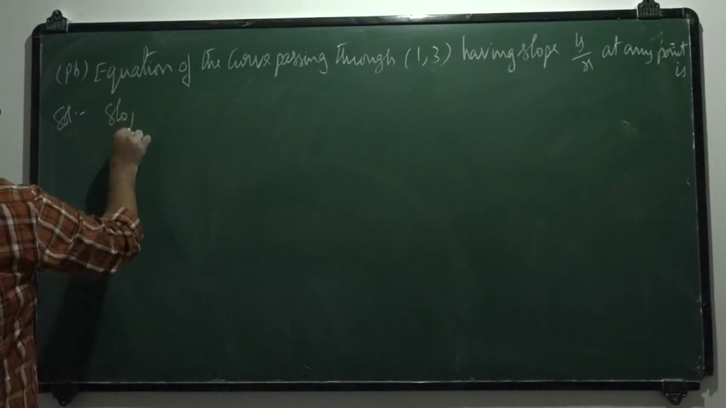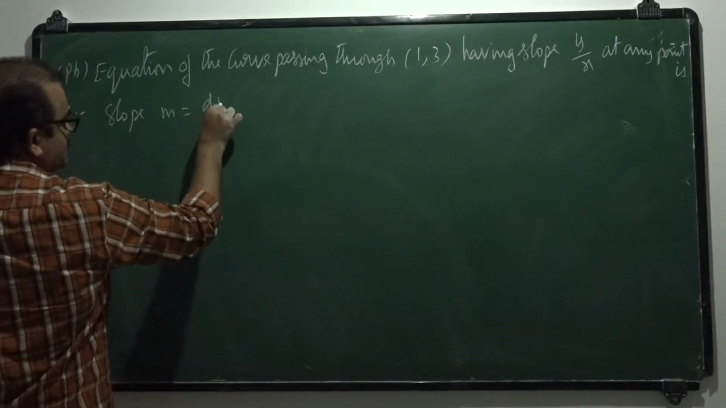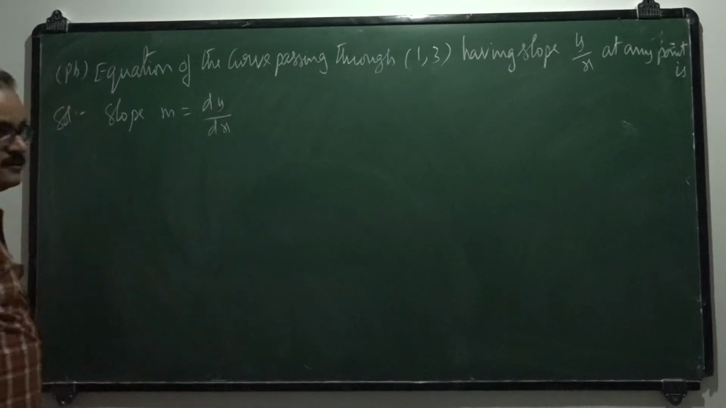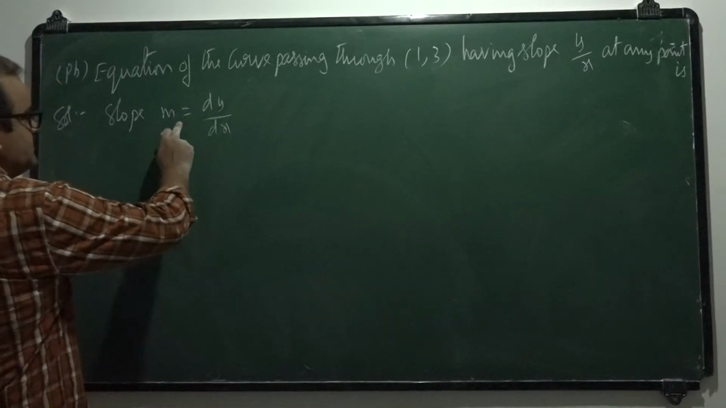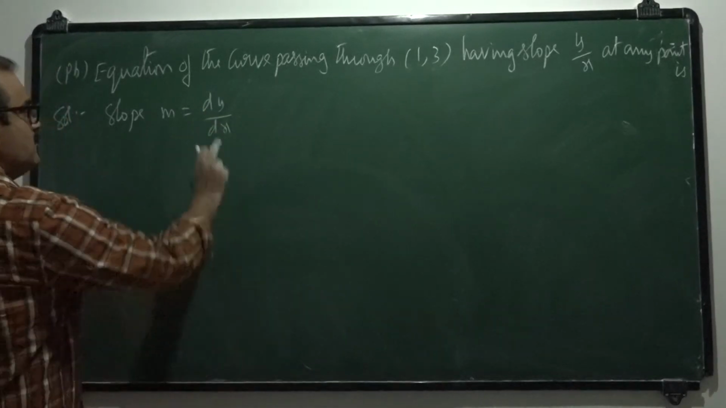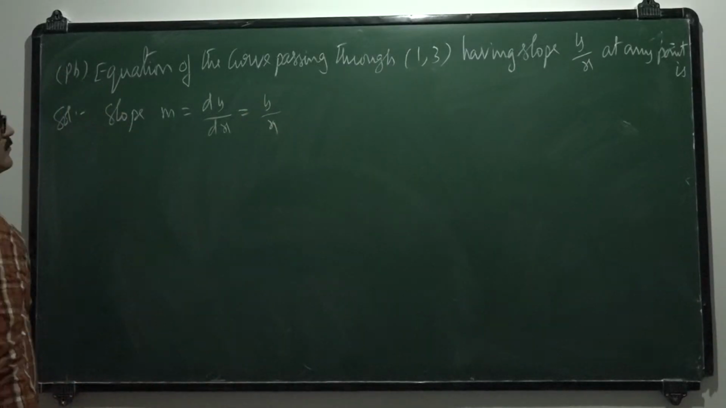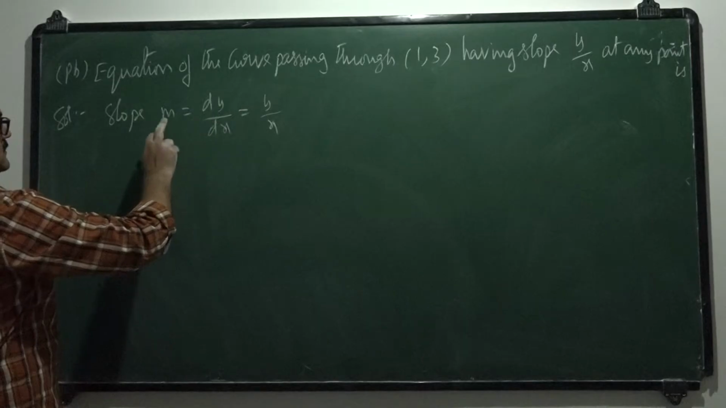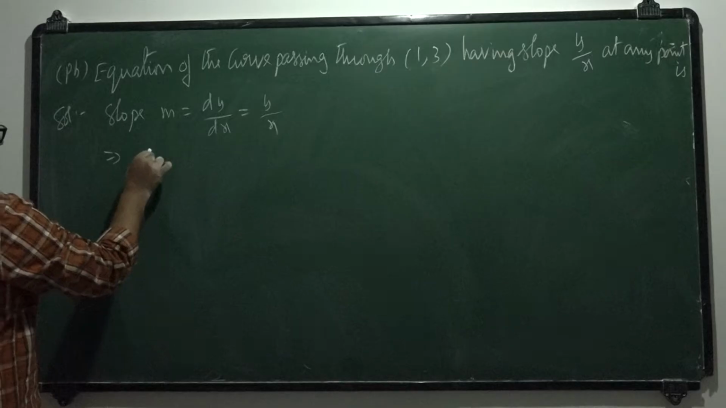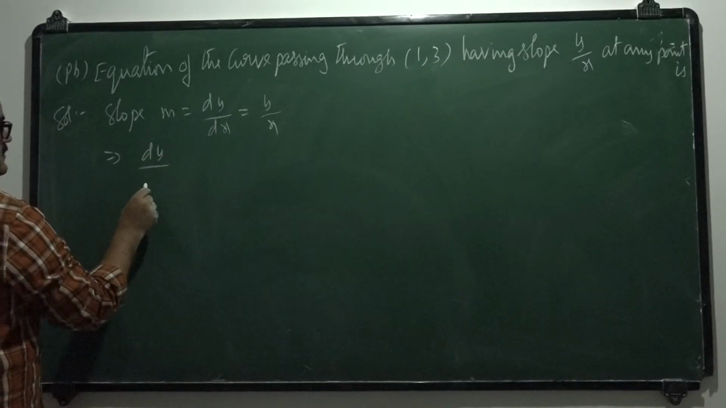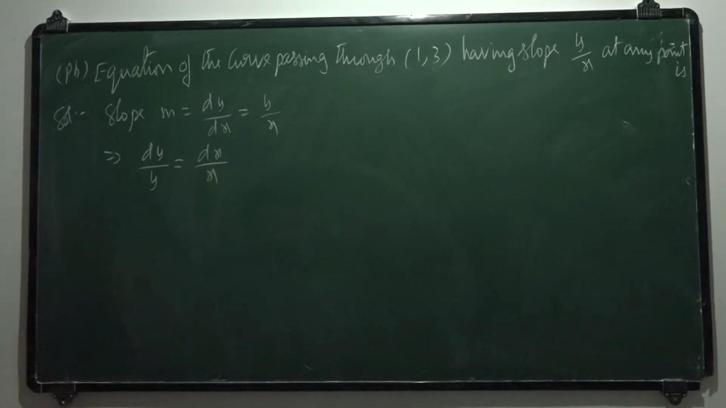We know the slope of any curve m is equal to dy by dx. In tangent and normal we already discussed that the slope of any curve is m is equal to dy by dx. But what is the slope given here? Y by x. Slope is y by x. So dy by dx is equal to y by x. Now separate the variables. Write it as dy by y is equal to dx by x.